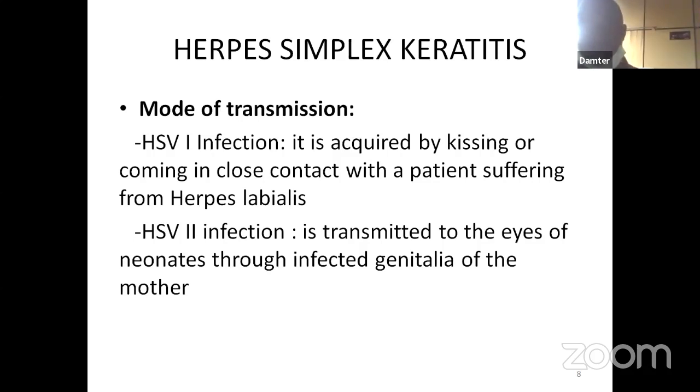Herpes simplex 1 is acquired by kissing or coming in close contact with a patient suffering from herpes labialis. And herpes simplex 2 infection is transmitted to the eye of neonates through infected genitalia of the mother, as I earlier mentioned.